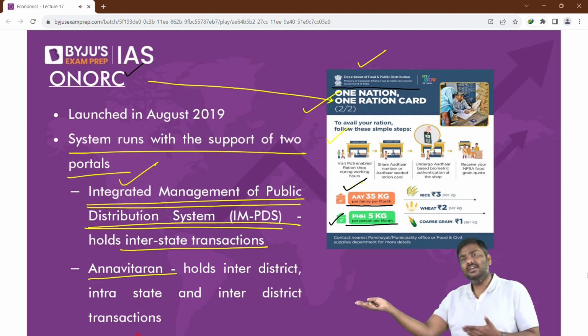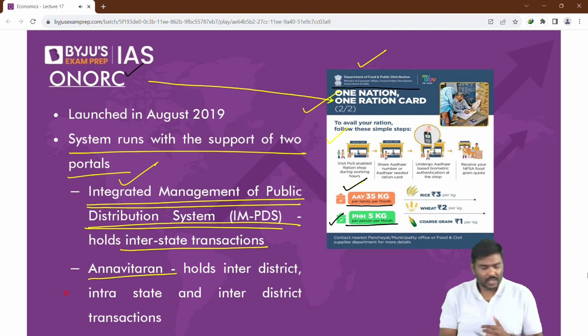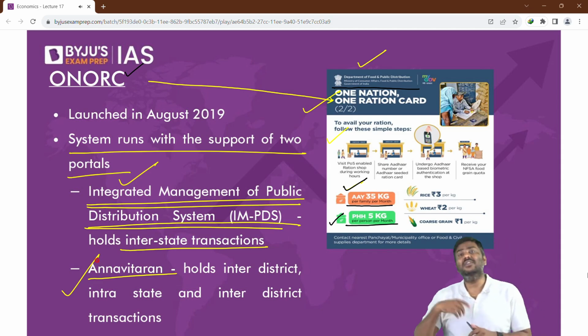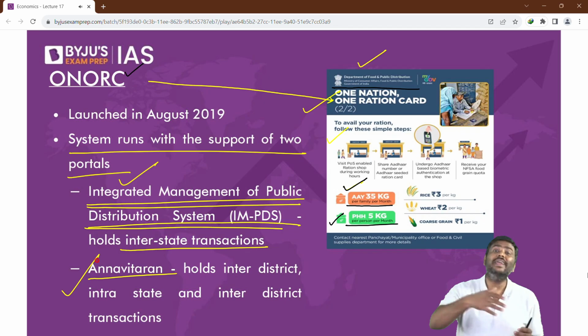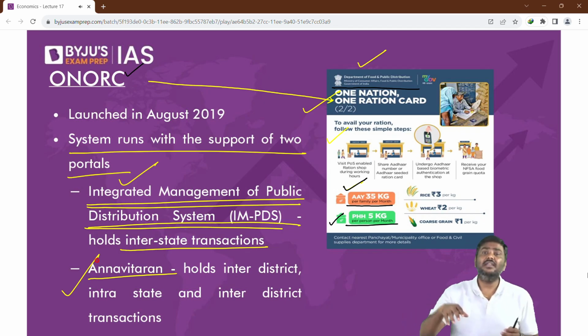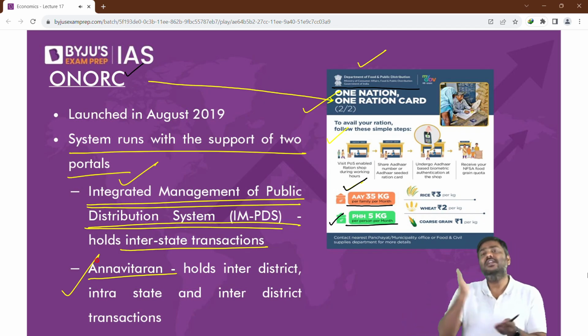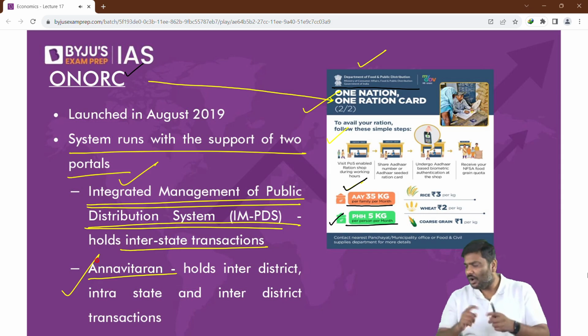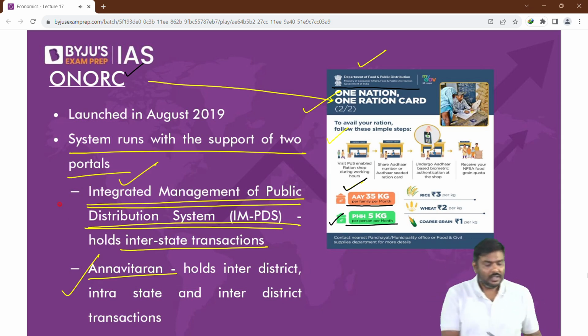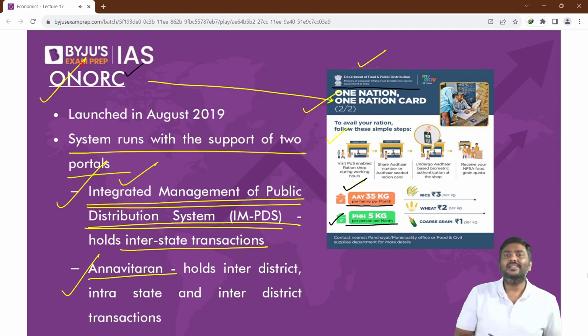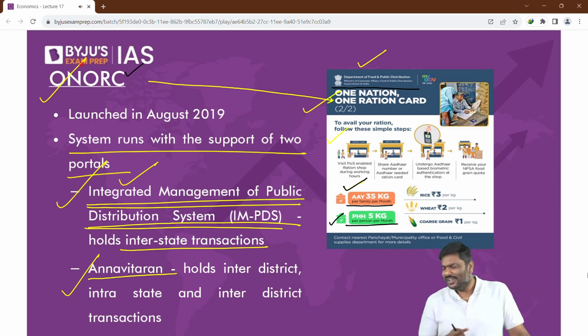So have a look at this. That is the reason we have two systems. One, you maintain transactions of interstate so that you can plan accordingly. And second, you have Anna Vitran, which will hold transactions of all the intrastate. Intra means within the same state, whether within the same district or different districts, etc. Okay, done.